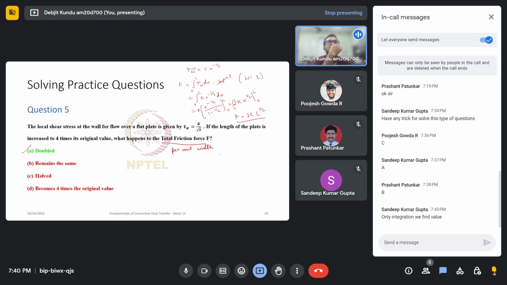So if this L is made 4 times, F would be 2 times. So option A, double. Let's show that. Let's say my F1 was 2k L to the power half, and F2, where L becomes 4L, is 2k (4L) to the power half. I can take the square root of this 4 outside, and I get 2 into 2k L to the power half, and this is nothing but F1. So F2 equals 2 into F1.